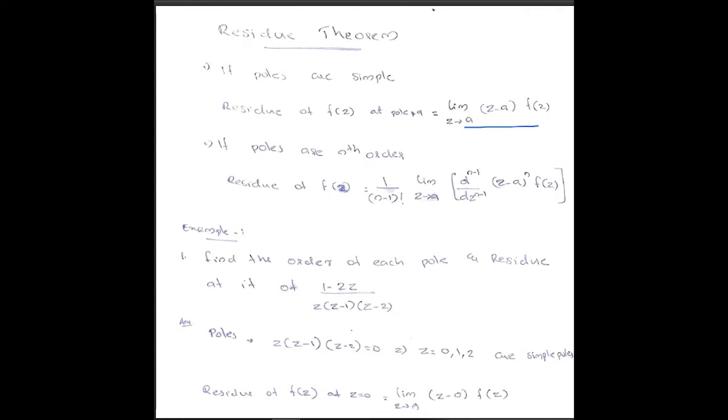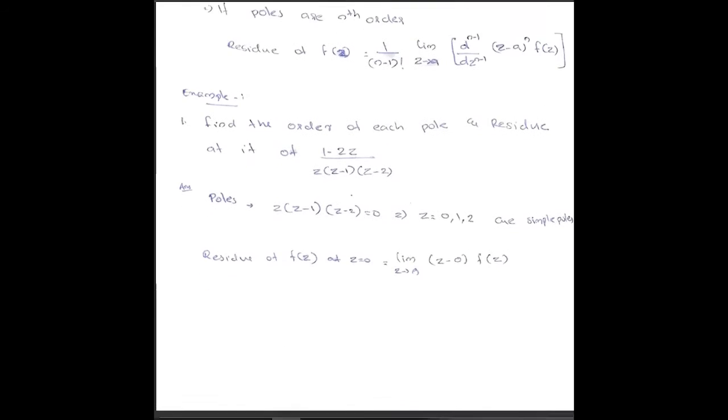So let's discuss an example. Find the order of each pole and the residue at it of (1 minus 2z) by z into (z minus 1) into (z minus 2). So to find the poles, we set the denominator to 0: z into (z minus 1) into (z minus 2) equal to 0. Therefore z equal to 0, 1, 2 are the poles and they are simple poles.